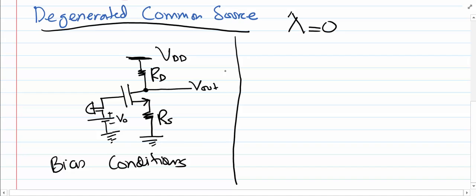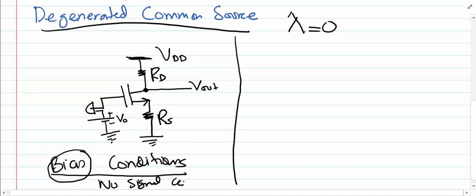Now let's just presume for the bias conditions. When I say bias, I mean there is no signal coming in. That is, the microphone is off at the moment, and all gate signals at that time is V0.